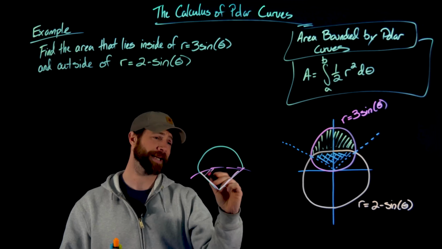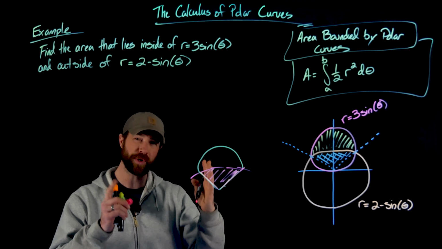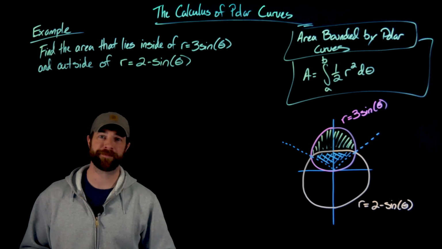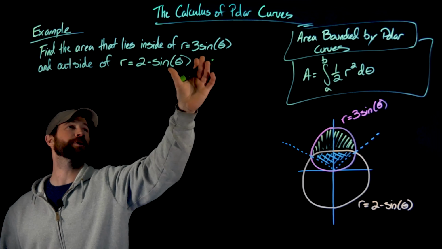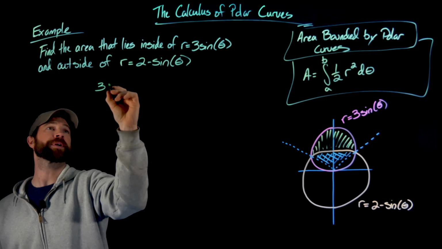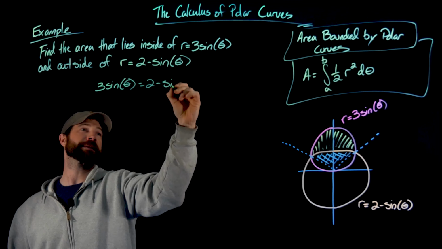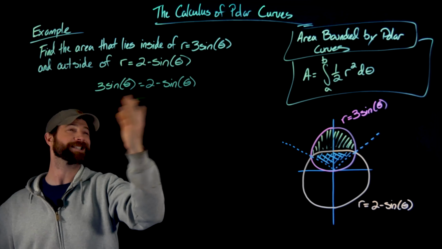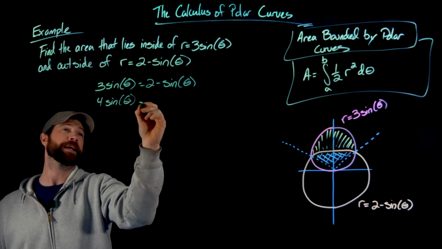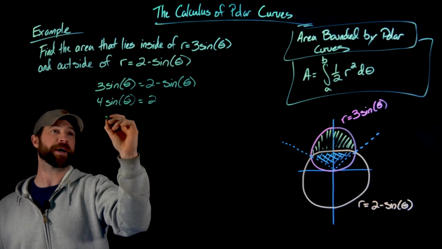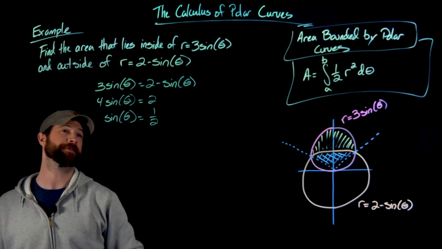So we're going to find this area, and then we're going to subtract away that area from the area of that most of the circle. All right, first up, to find those intersection points for those polar curves, we set these equal to each other. So we have 3 sine of theta equals 2 minus sine of theta. Add sine of theta to both sides to give me 4 sine of theta equals 2. Divide by 2, so we get that the sine of theta equals 1/2.